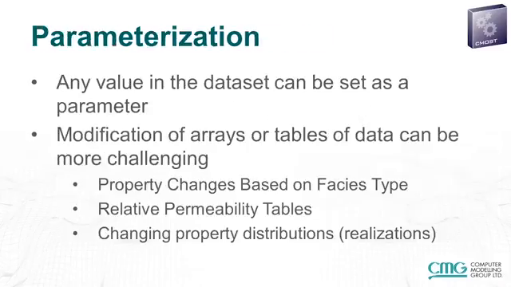So another area that we can make adjustments is in the parameterization section where we're adjusting some of the inputs into our simulation model. With the simulation models, any data or any value in our data set can be set in as a parameter to adjust using CMOST. However, some parameters are a little bit more challenging to adjust, such as large arrays of data, such as our porosity or permeability arrays, or tables of data, such as relative permeability tables.